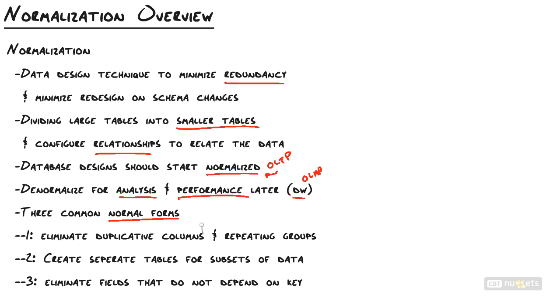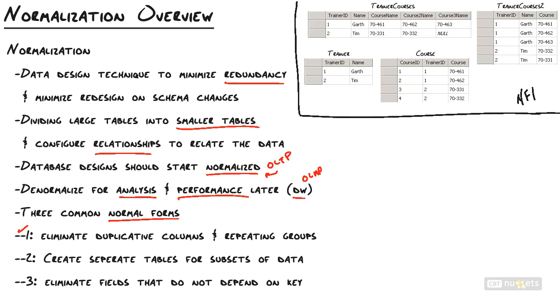The first normal form is all about eliminating duplicate columns and repeating groups of data. Let's take an example. Let's say your boss walks up to you and says, "Hey, you, I need you to design me a table to track trainers and their courses." So your first design, you're like, "Oh, okay, we can do this. Well, a trainer can have many courses, so we'll just add a column for every course."